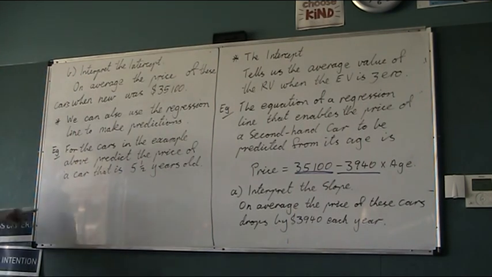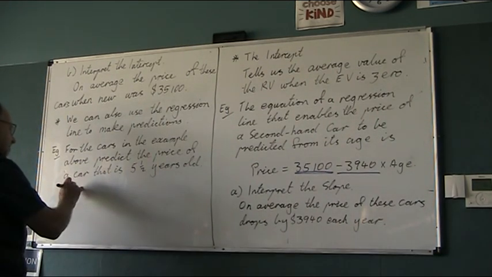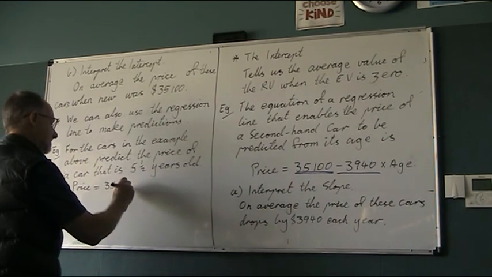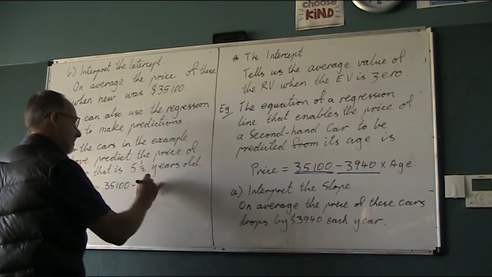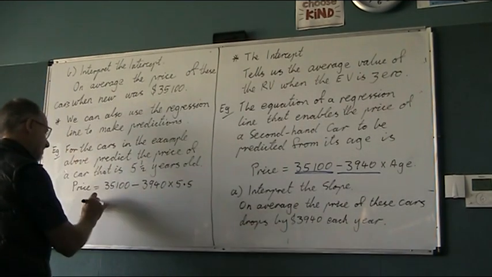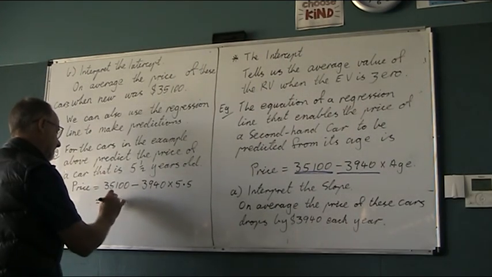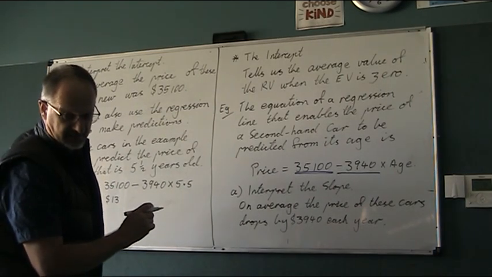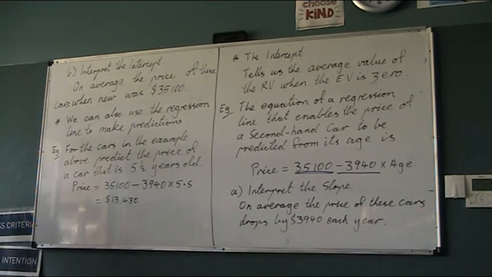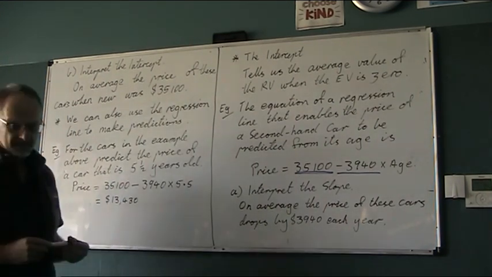So if we look at this 5.5 years old, here's our equation. The prediction of the price is $35,100 when it was new, and we're taking off $3,940 for each year, which is 5.5. When we do that, we get $13,430. How reliable is that? Probably reasonably reliable.